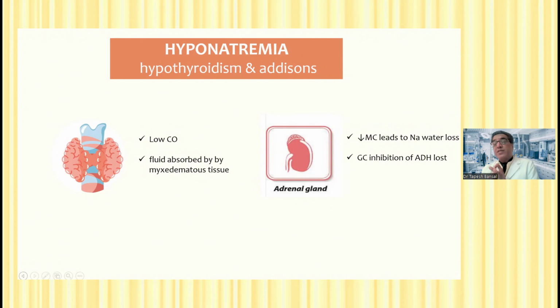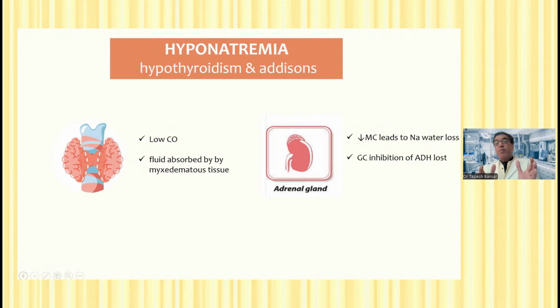What happens in Addison's or adrenal insufficiency? There's decreased mineralocorticoid activity in the form of decreased aldosterone activity, which leads to increased sodium and water loss. And there's decreased glucocorticoid inhibition of ADH. Glucocorticoids inhibit the secretion of ADH, and because glucocorticoids are decreased, ADH inhibition is lost. So there's increased ADH, increased water retention.